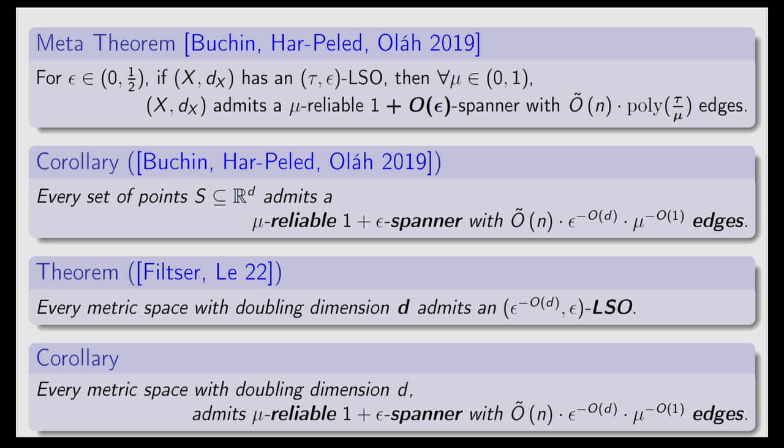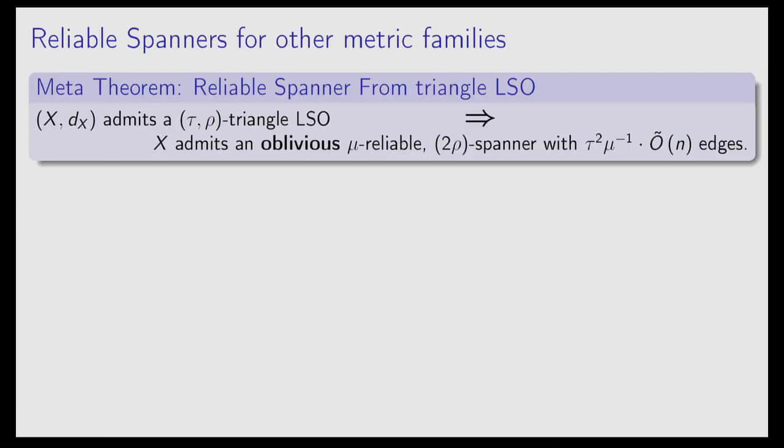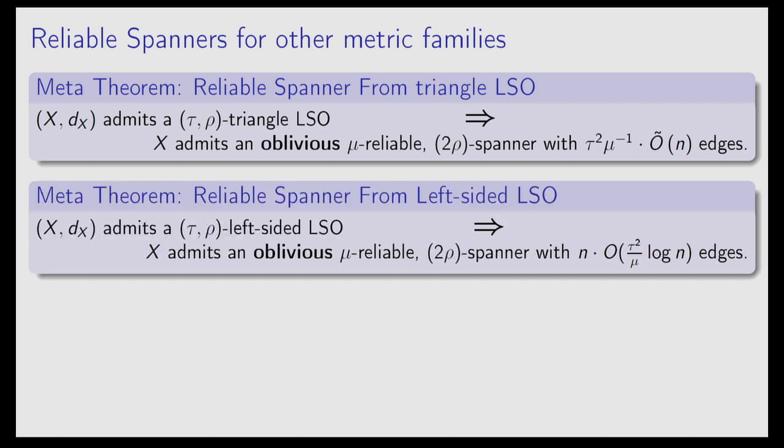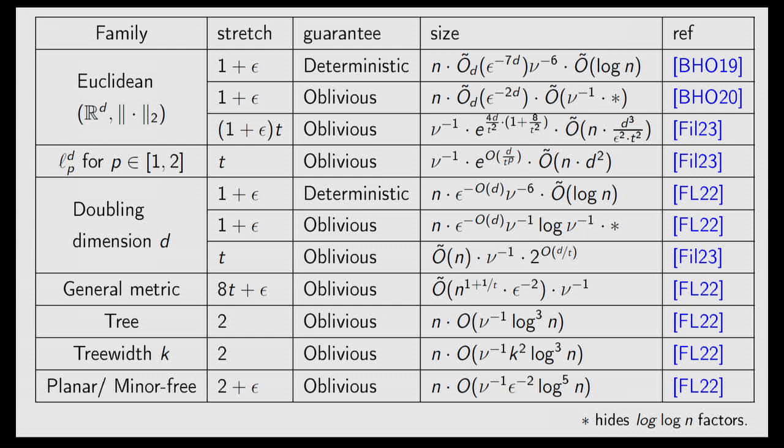And now we have these two meta-theorems for reliable spanners from triangle LSO and left-sided LSO. And again, you will get this bunch of reliable spanners. So let me just note for planar graphs two notes. First of all, the spanner is not planar. And the second thing, you have this factor 2 plus epsilon here.